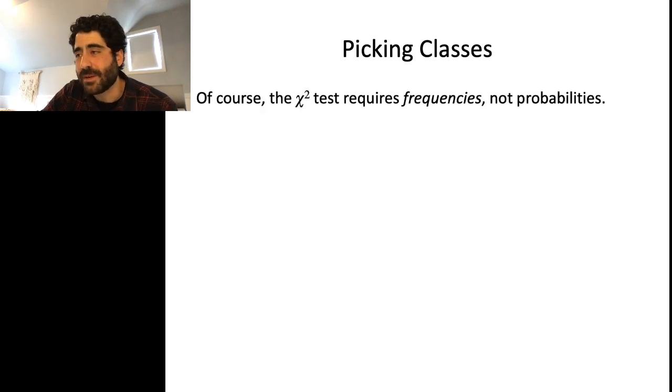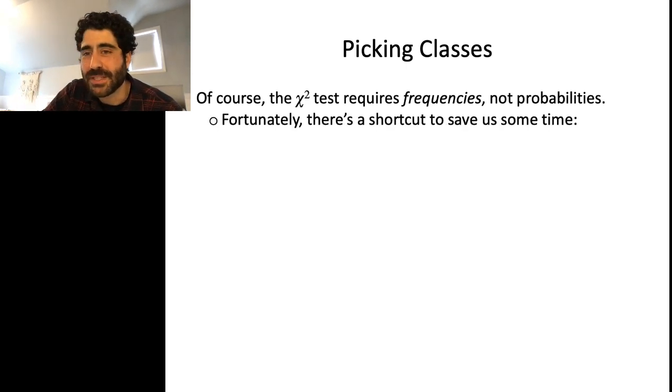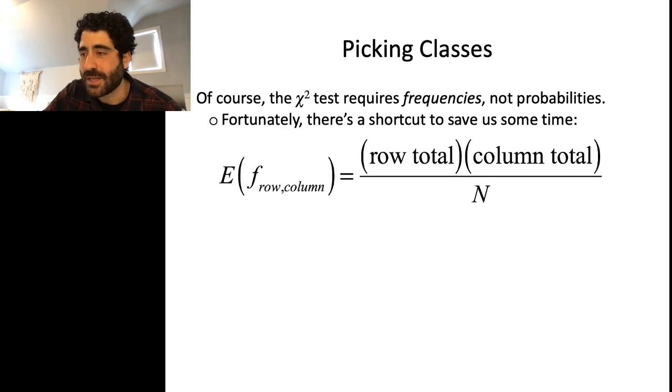So to actually do this test, we need frequencies instead of probabilities, which just means we need to multiply everything by the sample size. There's a shortcut for doing this. If you have the row and column totals, you just take the row total times the column total divided by n, and that'll give you something in the right units of participants. You could do row divided by n times column divided by n times n, and so one of the n's just cancels out.